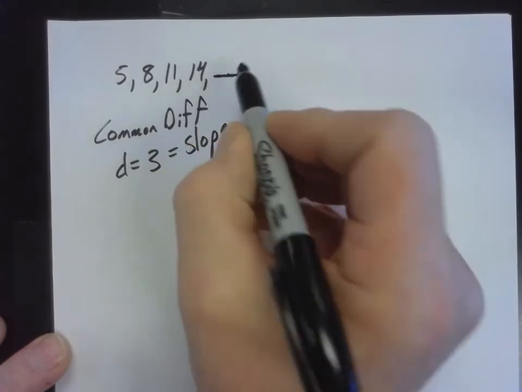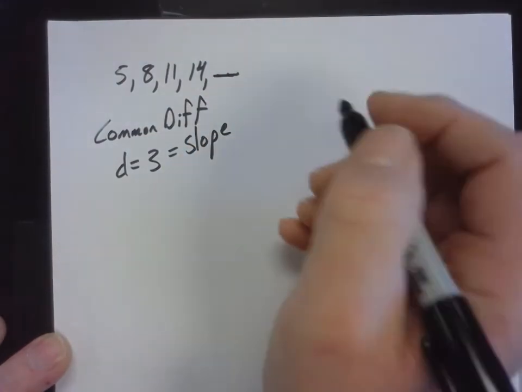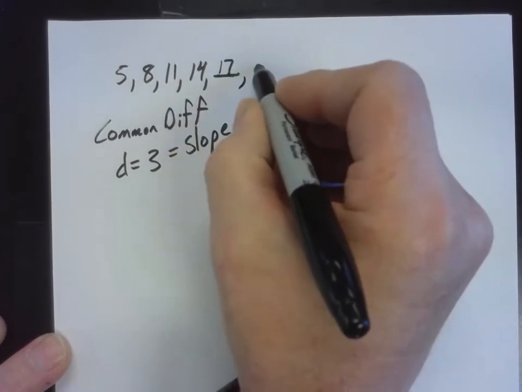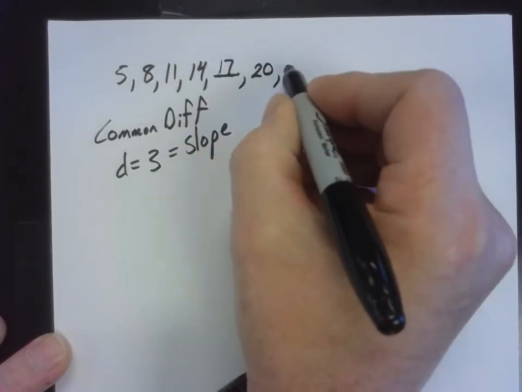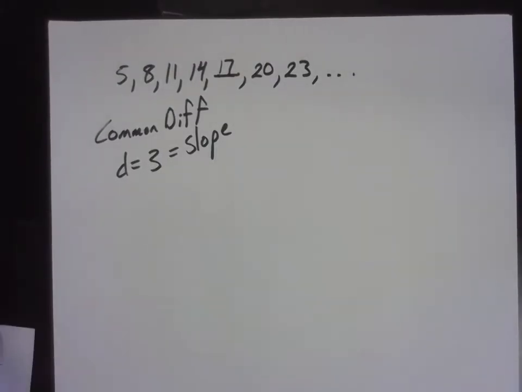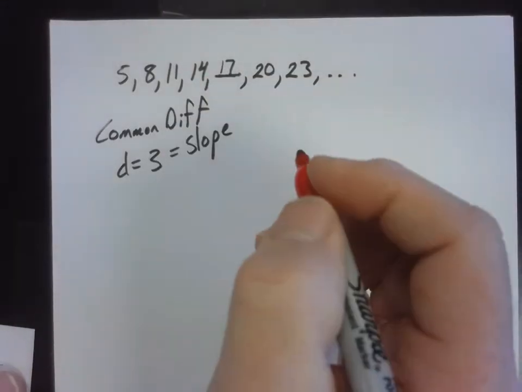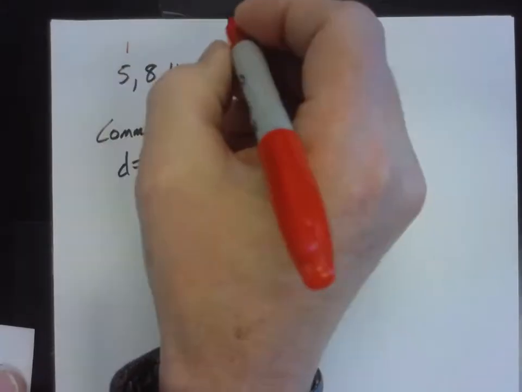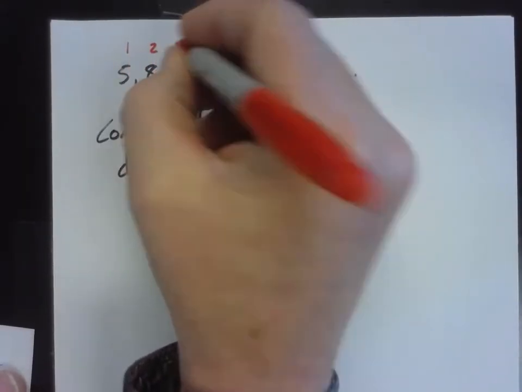So tell me about this next number in the series. 17. And the next one? 20. And the next one? Okay. And so on. And that's great. We need to know that. But we also need to know the zero term. And remember, when you're given a series, that's the first term, the second term, the third term, the fourth term.